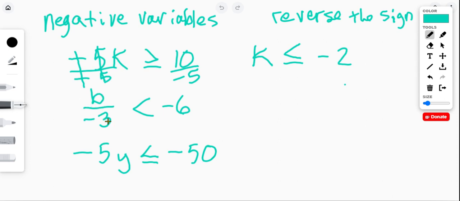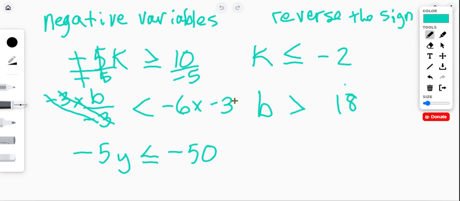So here we have b divided by negative 3. We're going to multiply both sides by negative 3 in order to solve. 3 divided by 3 cancels. And then a negative divided by a negative, that's going to switch that variable to a positive. Everything was a negative variable, but once you switch the variable to a positive, that switches the number line and the direction. So instead of b less than, now b is greater than. 6 times 3 is 18, and a negative times a negative is a positive.